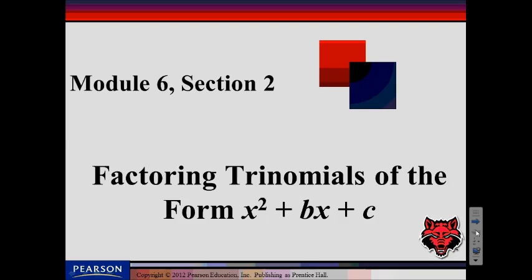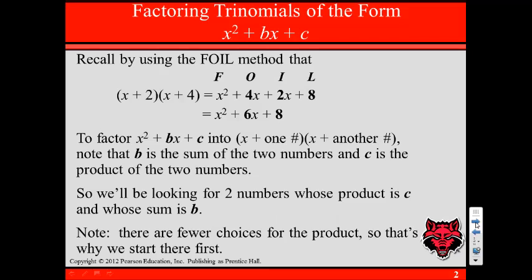Factor trinomials of the form x squared plus bx plus c. Hopefully you remember how to use the FOIL method. Let's say we had the example where we wanted to multiply x plus 2 and x plus 4. We would draw our FOIL lines: first, outer, inner, and last. And we would see that becomes x squared plus 4x plus 2x plus 8. When we combine like terms, that would reduce to x squared plus 6x plus 8.